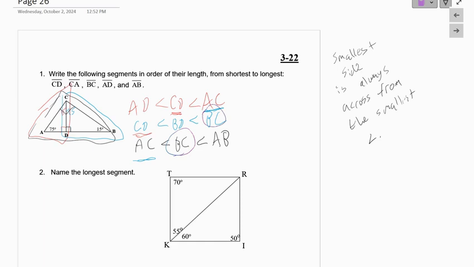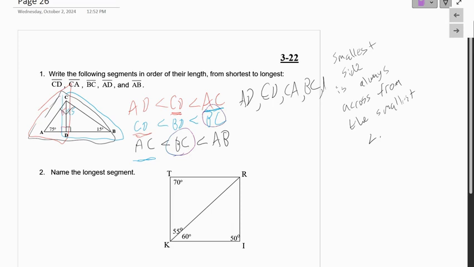Based on what's listed, we know AD is the shortest. Then next would be CD, then CA, which is AC, then BC, and then last would be AB. So here is our answer for shortest to longest.